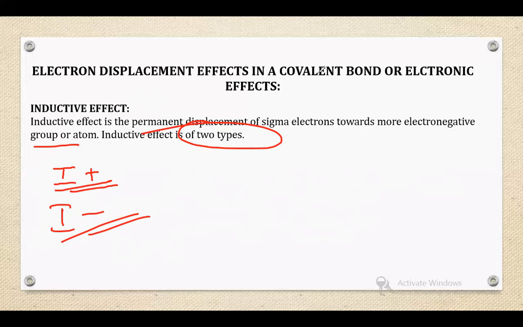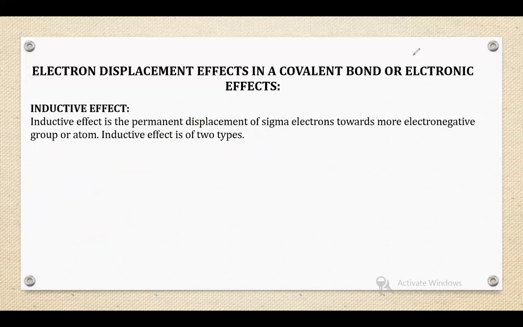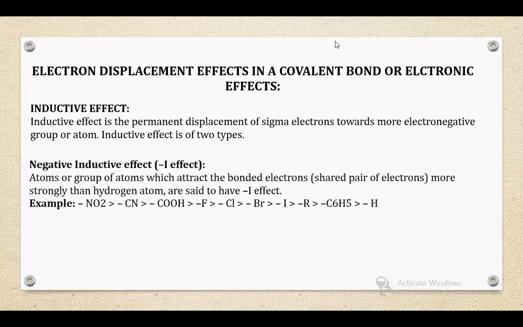I hope you are getting what the inductive effect is: a permanent displacement of sigma electrons towards a more electronegative group. In that there are two types, the positive inductive effect and the negative inductive effect. We'll see what each one is. First, the negative inductive effect, very familiarly known as the minus I effect.